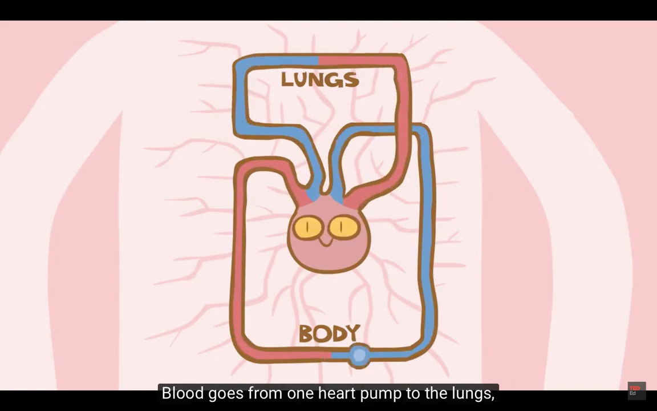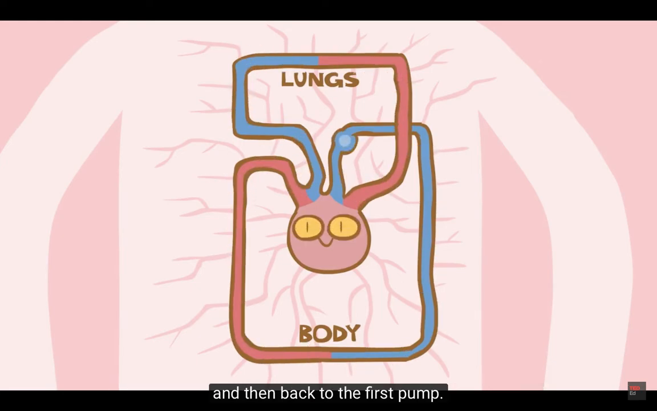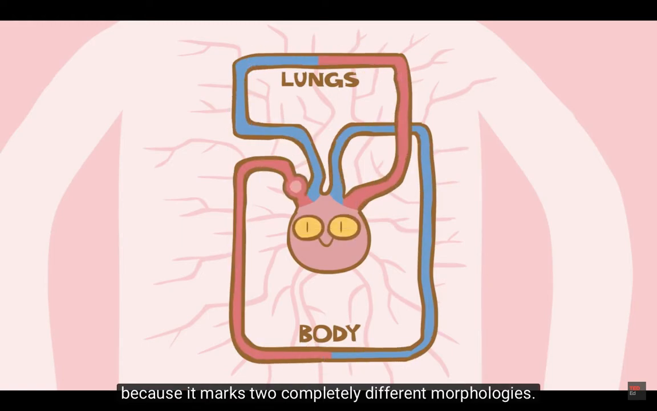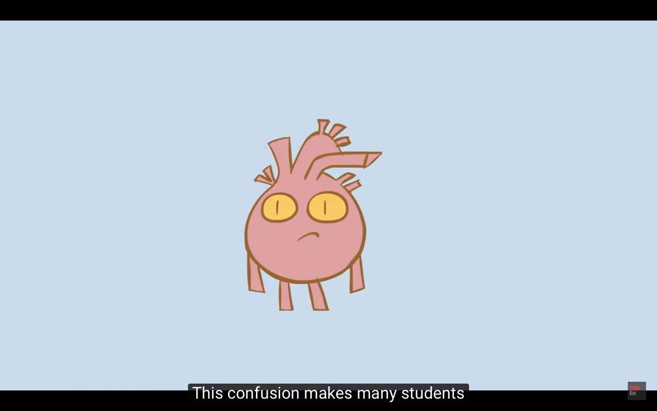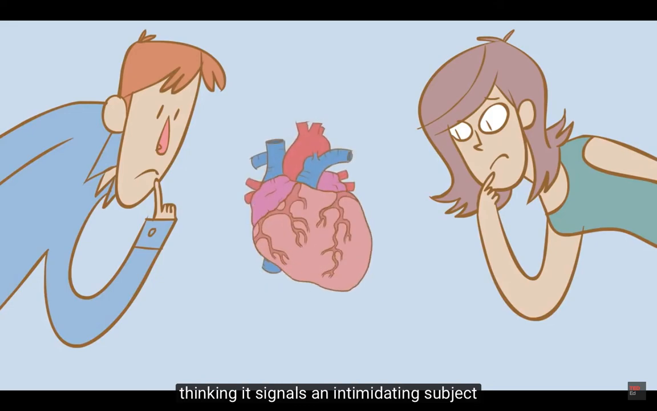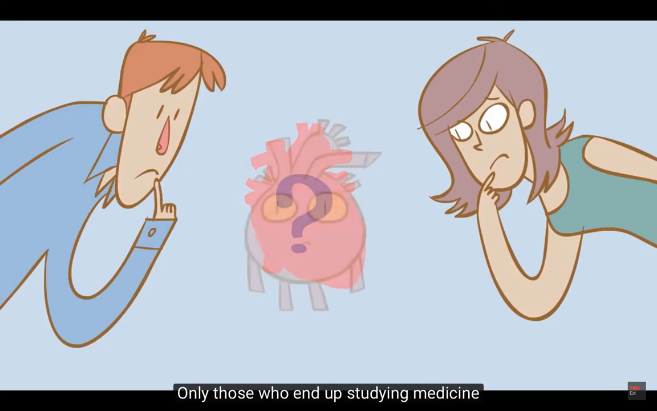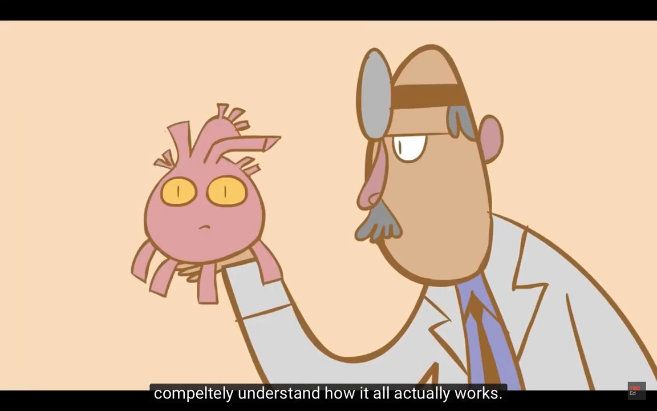Blood goes from one heart pump to the lungs, back to the second heart pump, which sends it to the body, and then back to the first pump. That's an important difference because it marks two completely different morphologies. This confusion makes many students wary of the heart in biology lessons, thinking it signals an intimidating subject, full of complicated names and diagrams. Only those who end up studying medicine completely understand how it all actually works.